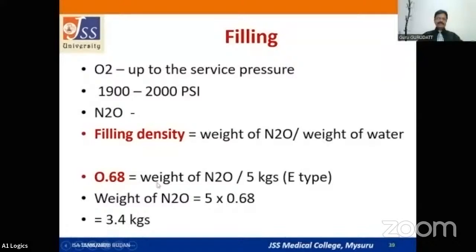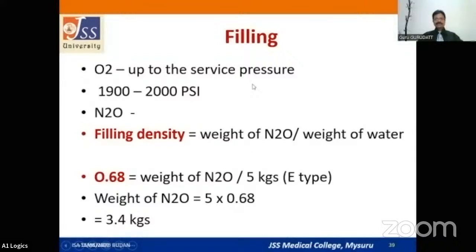Once you know the filling density, you can know how much nitrous oxide can be filled in the E-type cylinders. The filling density being 0.68 and the capacity being 5 kgs, that is the weight of water, just multiply 5 by 0.68 and you get 3.4 kgs. So when a nitrous oxide cylinder is completely filled and supplied to you, the filled amount should be 3.4 kgs. Because you know the tare weight of the cylinder, you weigh the cylinder with nitrous oxide, subtract the tare weight, and you get the weight of the nitrous oxide liquid that is supplied. That's how you should know how it is filled.